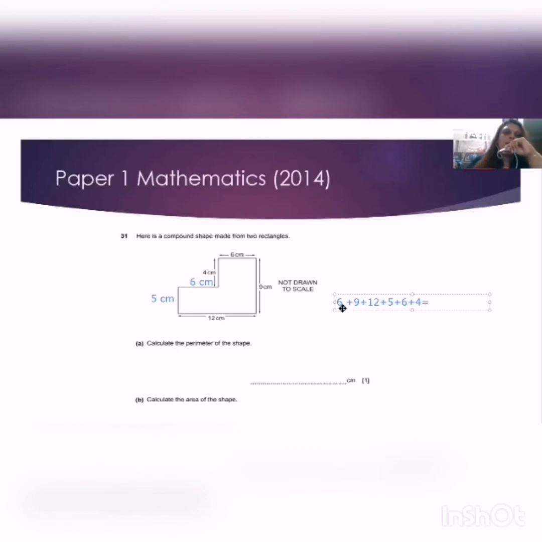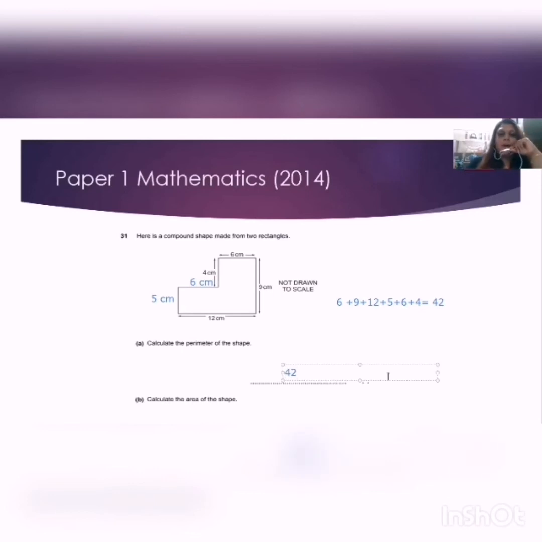Okay, 6 plus 9 is 15. 15 plus 12 is 27. 27 plus 5 is 32. 32 plus 10 is 42. Therefore, the perimeter of this shape is 42 centimeters. Okay, I'm going to write 42 centimeters over here.